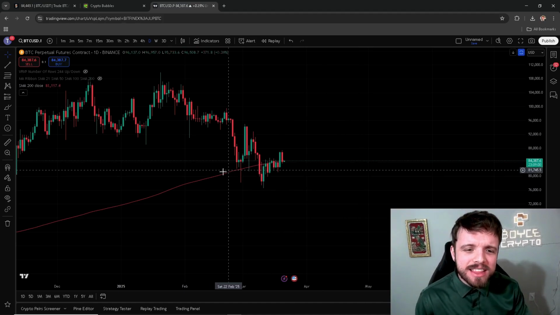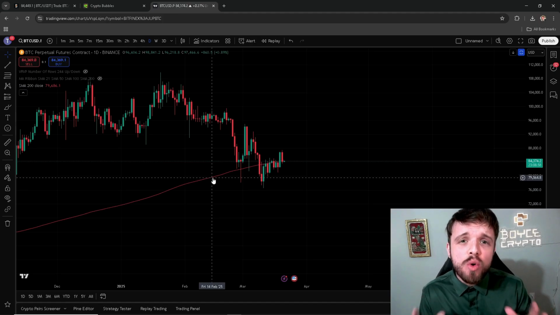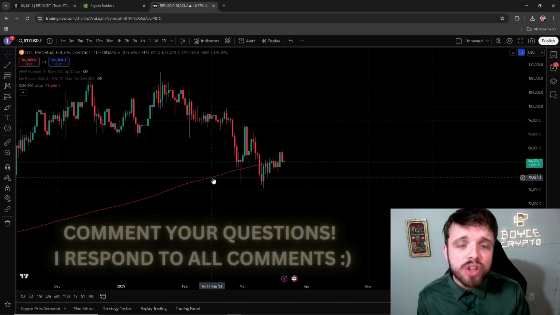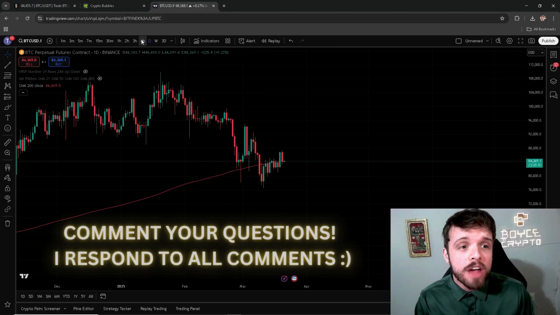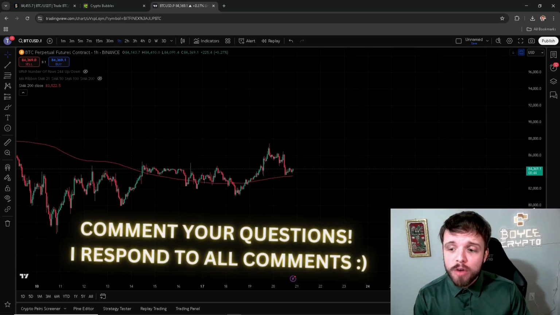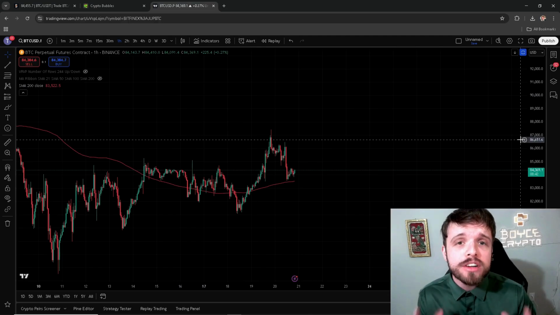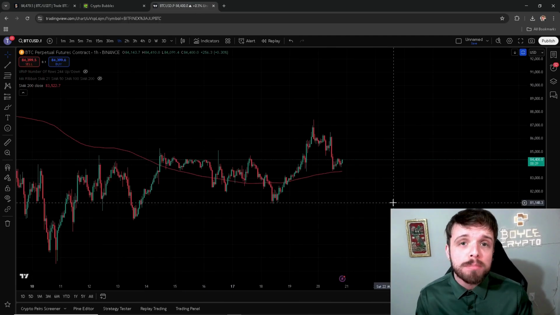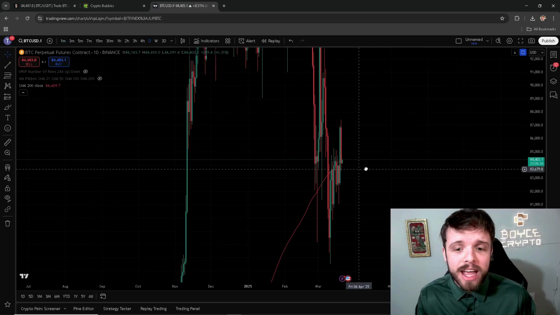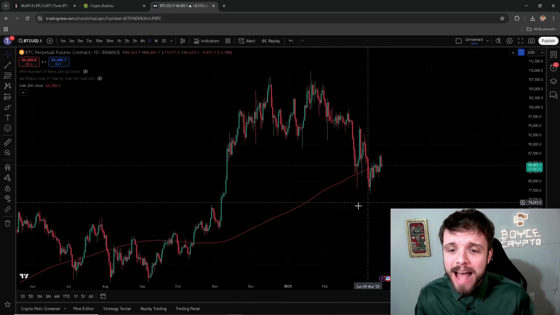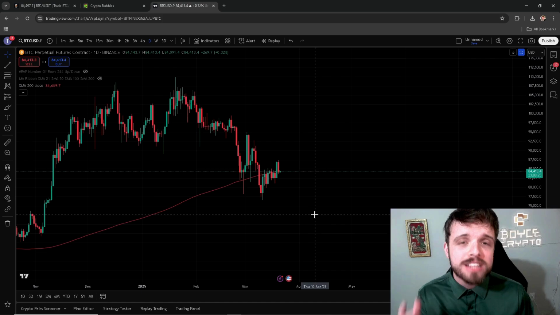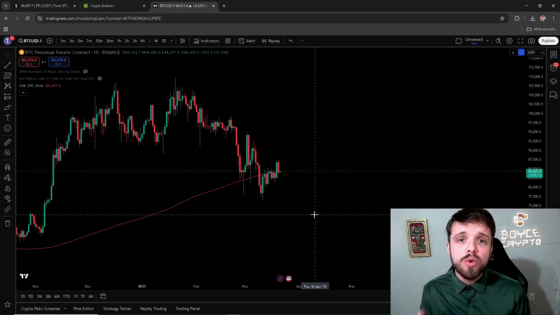On the daily, this red line represents the past 200 candle body closures, the average price that Bitcoin has closed at over the past 200 days. Now, if we go to the 4 hour or the 1 hour, this red line will show us the average price over the past 200 hours that the Bitcoin price has closed at. So this line does move based on the time period you are looking at, as it's the average price that Bitcoin has closed at over the past 200 candles of whatever time period you are looking at.